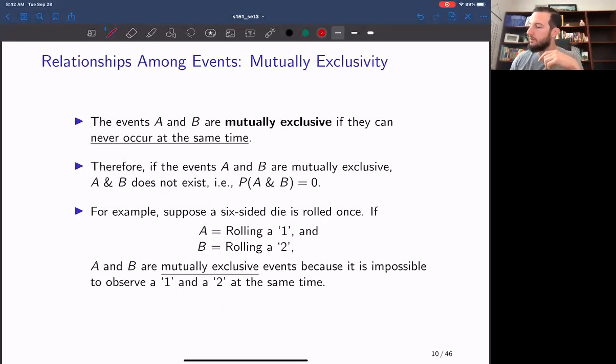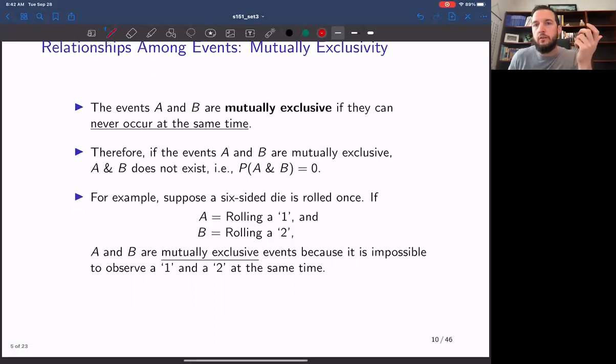Okay. So an example of mutually exclusive events would be anytime you roll a single die. So if you roll just 1 die, it's impossible to observe 2 numbers at the same time. You can only ever observe 1 number each time you roll the die. So that means that any situation where you're trying to observe 2 numbers on 1 roll does not exist, and therefore those 2 situations are mutually exclusive.